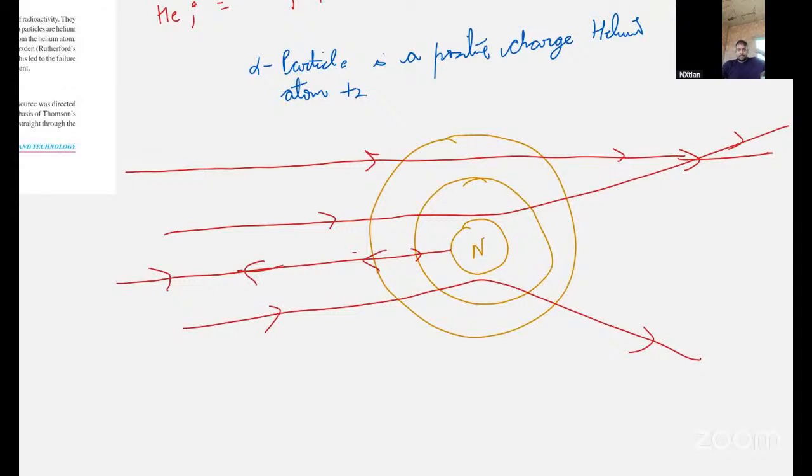Are you getting this? So from this, he concluded that most of the atom is empty space. That is why there is no deviation. Can you see this? They are going in a straight line. There is no deviation because most of the atom is what? Empty. Are you getting this? Yes or no? Okay. The first point is that most of the atom is empty space.